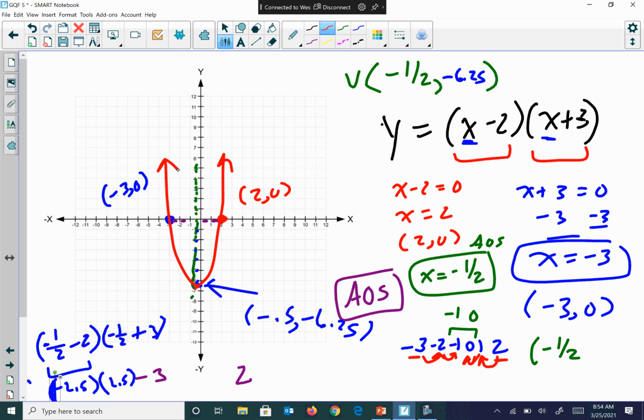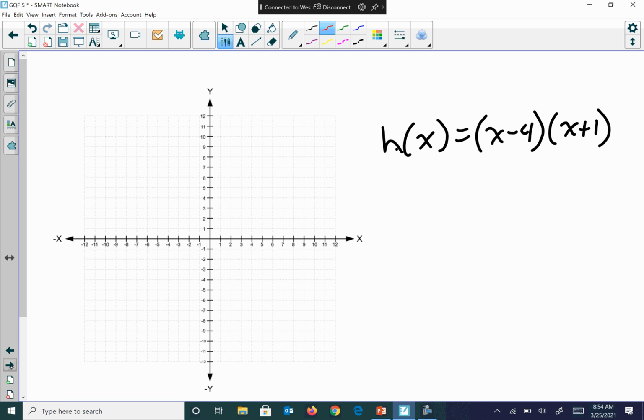Okay, so wait a minute. You mean to tell me that halfway in between 2 points is the axis of symmetry on a parabola? Yeah. Somewhere on that axis of symmetry exists my vertex? Yeah. Well, I don't get how to do it.